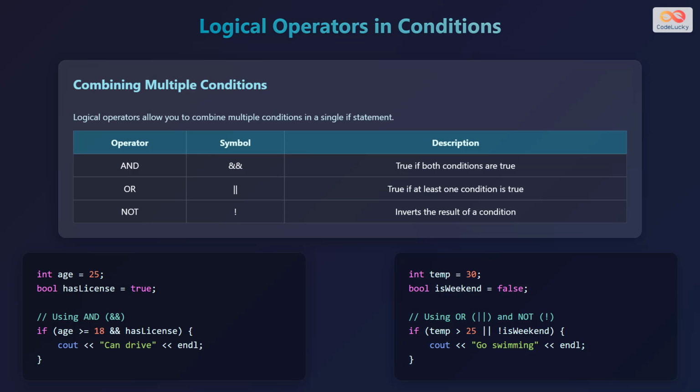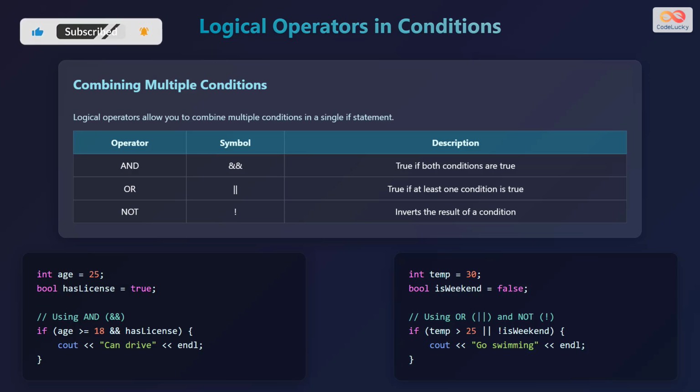And the NOT operator, represented by an exclamation mark, inverts the result of a condition. For example, if a condition is true, not makes it false and vice versa. Here's an example using the AND operator.